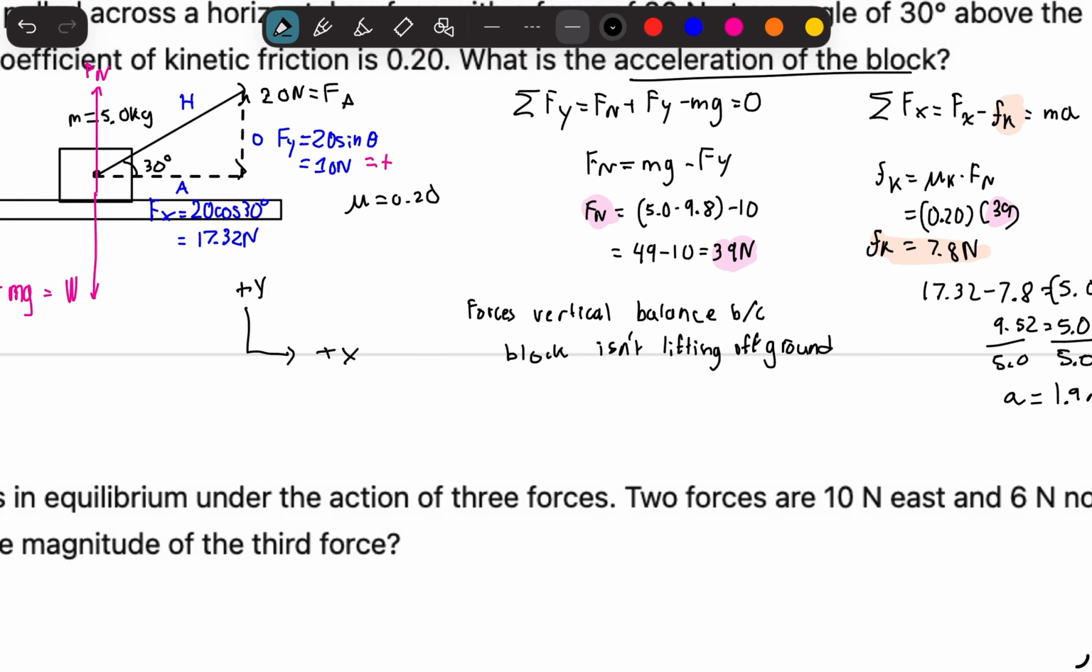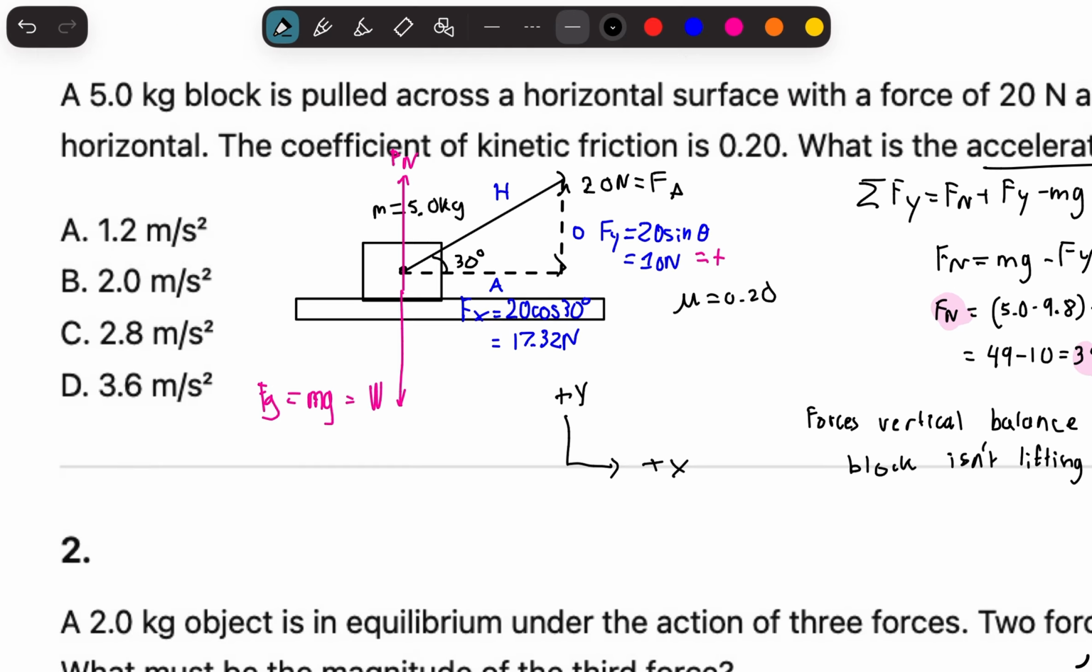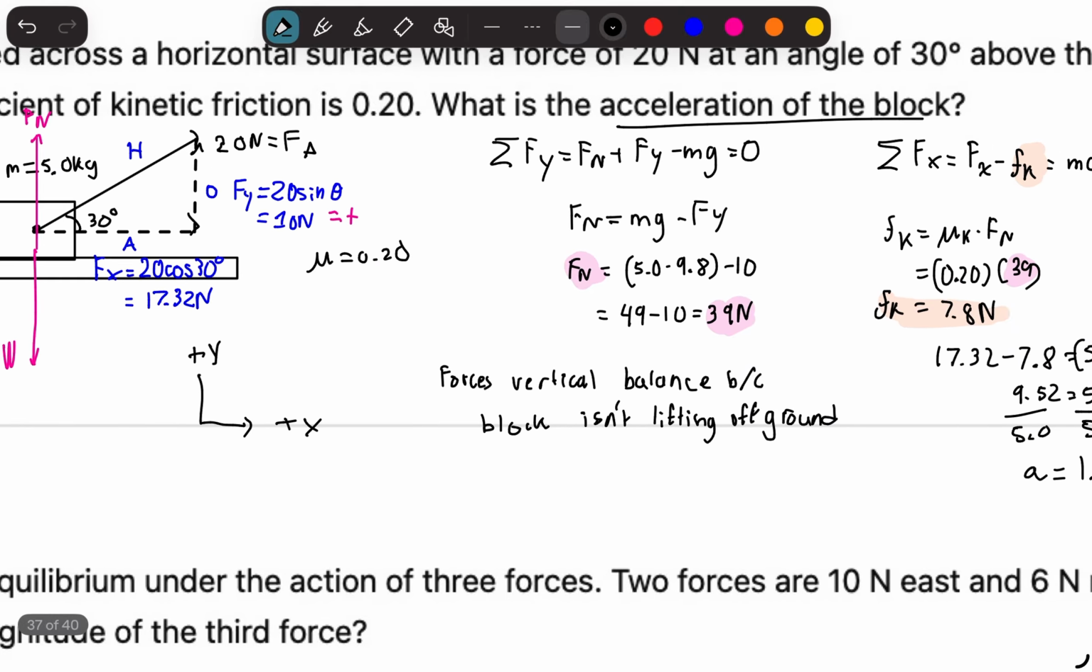to solve for Fy. Here Fy is equal to 20 sine theta using trigonometry, so you get 10 newtons. So you substitute 10 in there, and then you get your normal force is 39 newtons.